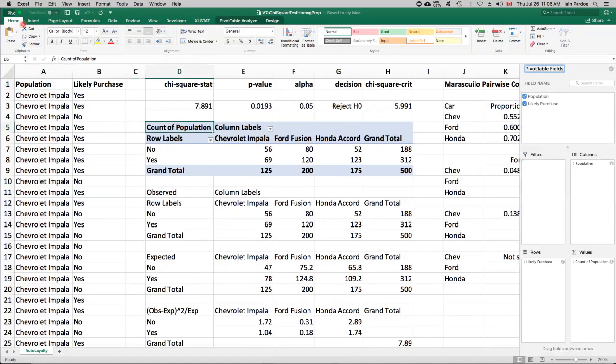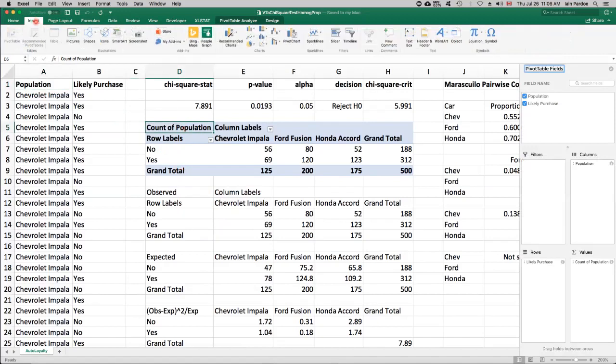To get a pivot table, you go to Insert and then Pivot Table. That will bring up this pivot table fields pane over here. If we select population and likely purchase, these are the 2 variables in the data set, and then drag population into columns and likely purchase down to rows, the default value is the count. And that's what we want in this case.